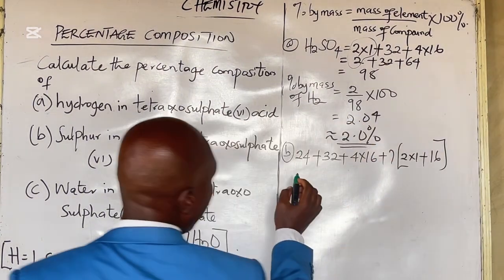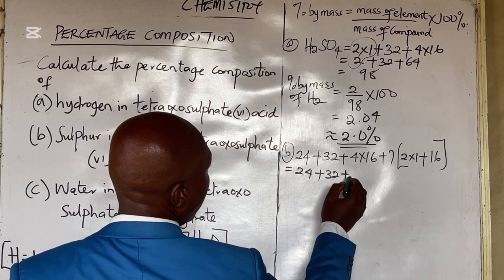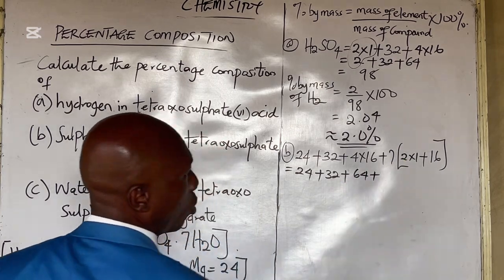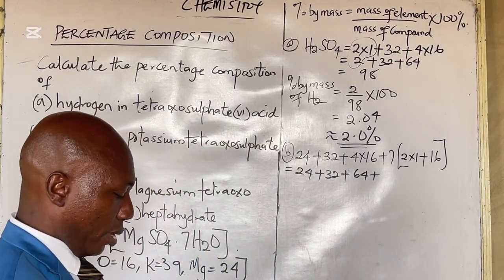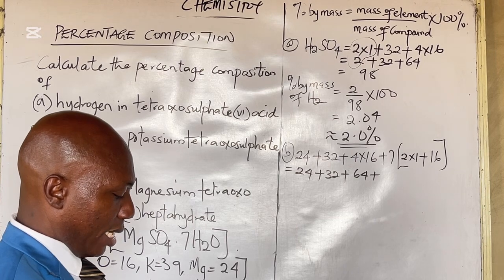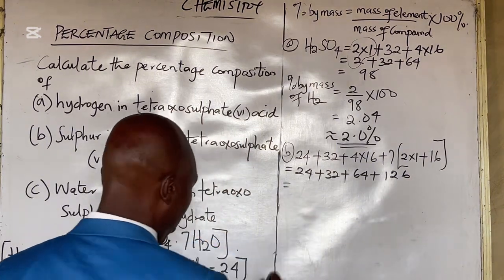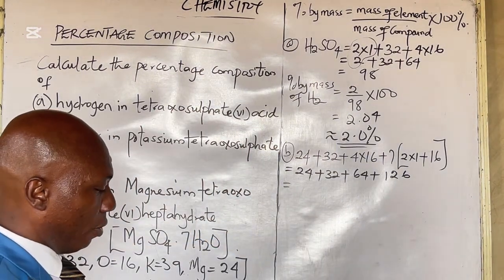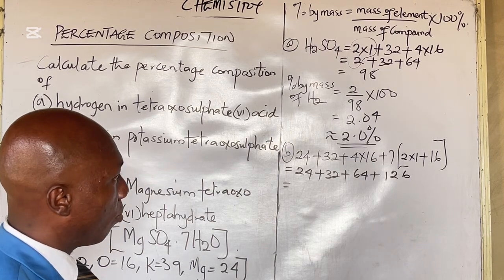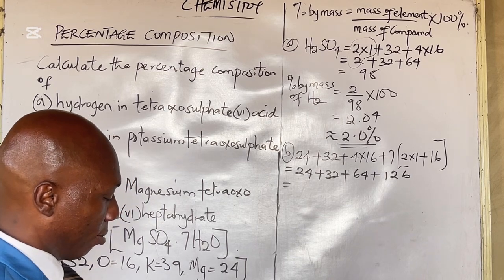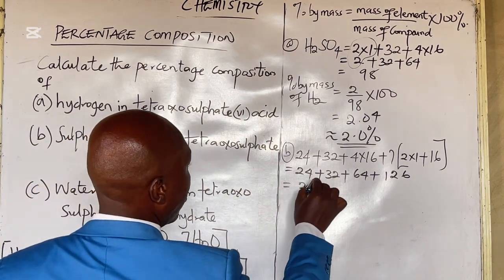So if we do this very well, we have 24 plus 32 plus 64 plus, let me do this once, 2 times 1, 2. 2 plus 16, 18. 18 times 7 is 126. So if we add this very well, you have 24 plus 32 plus 64 plus 126. So you have 246 gram per mole.